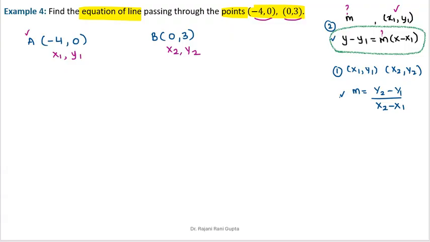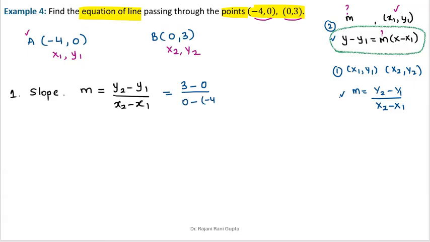So first thing that you should be doing is to find the slope. Slope m is given by y2 minus y1 over x2 minus x1. Now substituting the value. y2 is 3. 3 minus 0 over x2, 0 minus of x1, which is minus 4. So this gives you 3 over 4. So you got the slope of this line which passes through these 2 points A and B is 3 over 4. Now, you know the equation of line.